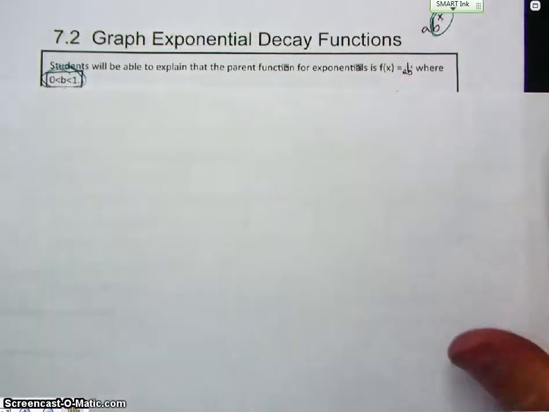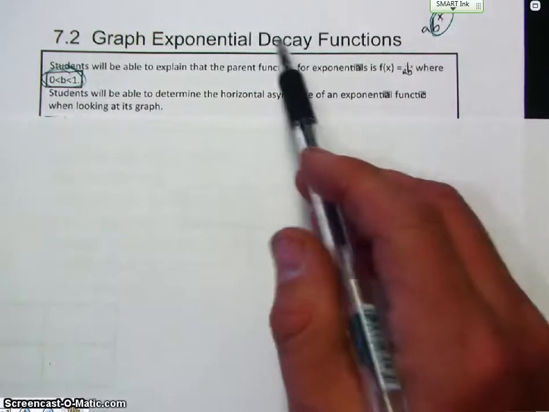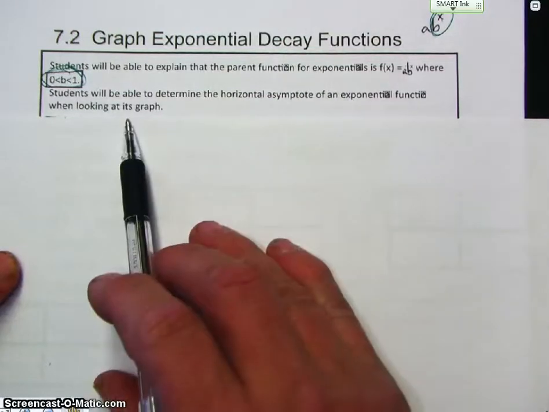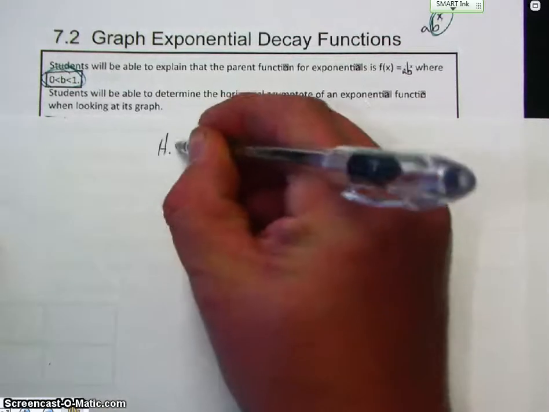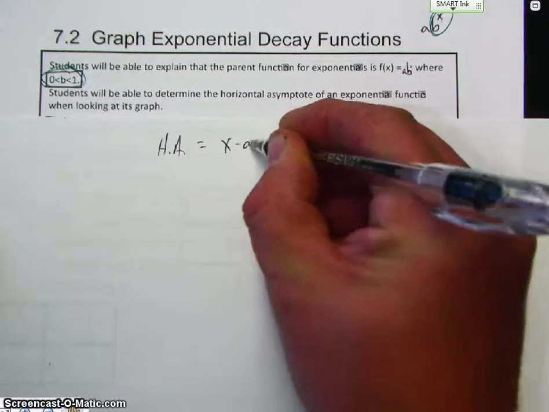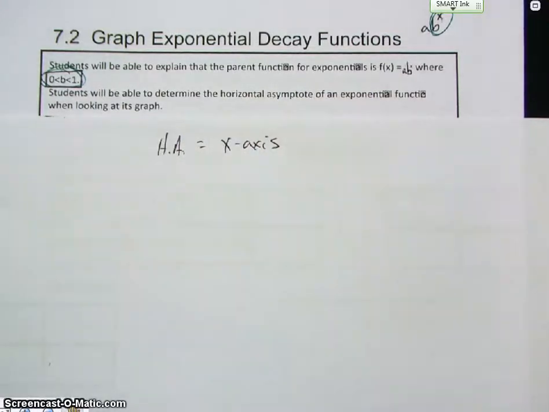And the other objective is you're going to be able to determine the horizontal asymptote of an exponential function when looking at its graph. Right? We know for exponential growth that the horizontal asymptote was our x-axis. For decay, it's the same thing. Okay. I was going to say something else, but that's for the next video.